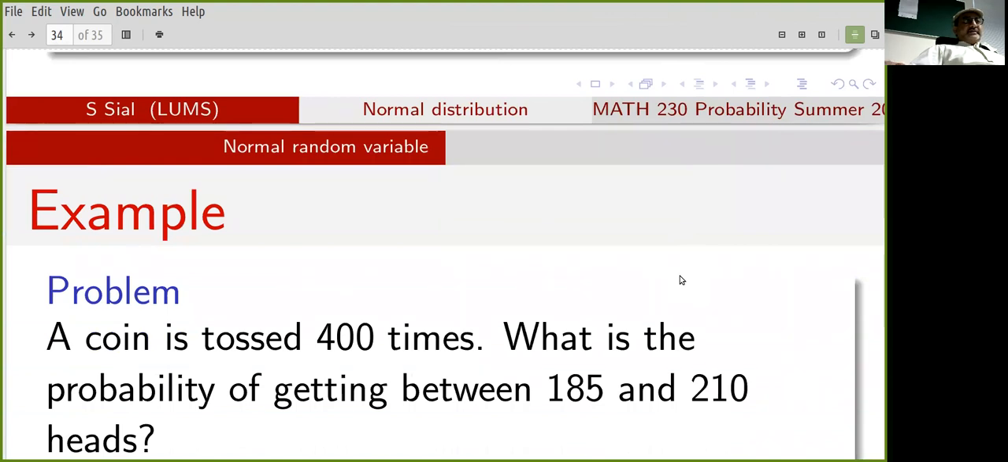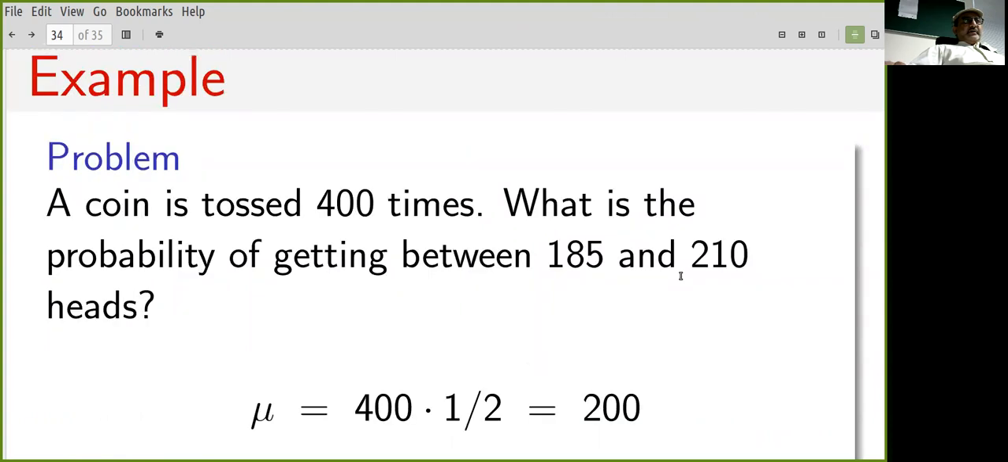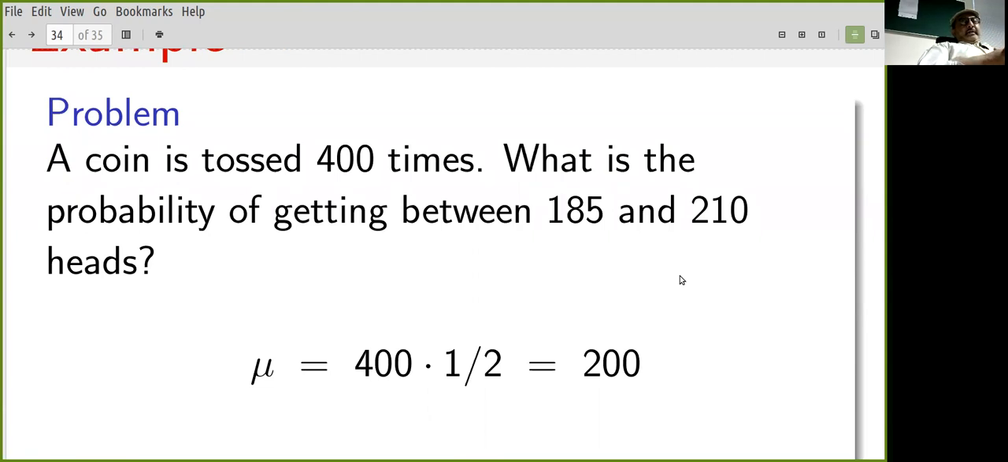So here's an example. A coin is tossed 400 times. What's the probability of getting between 185 and 210 heads? Okay, so let's see. Yeah, well, we're assuming a fair coin here.